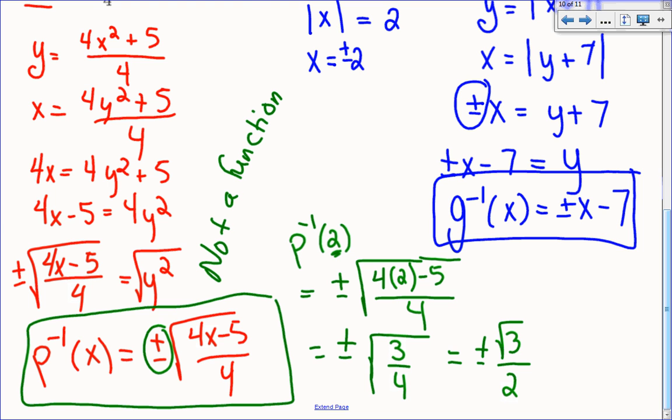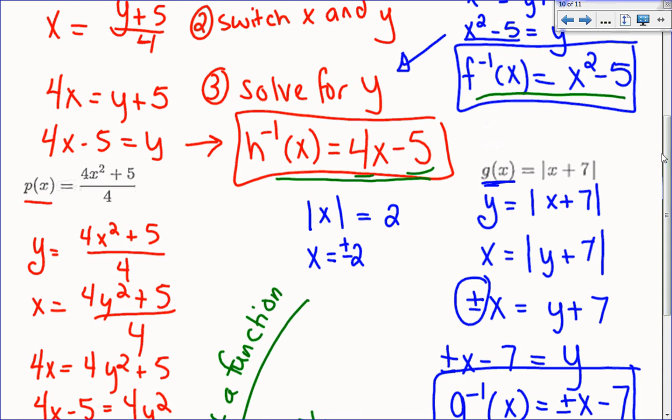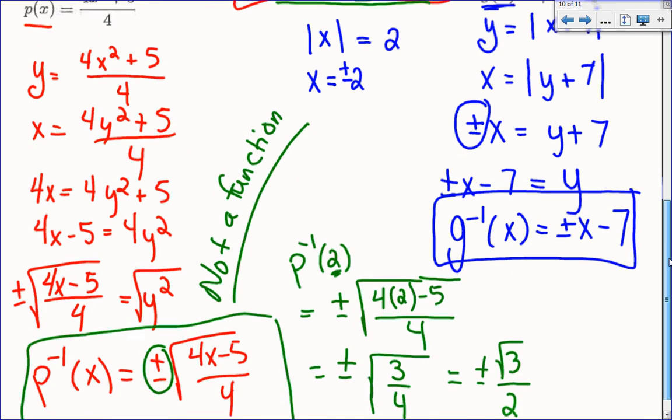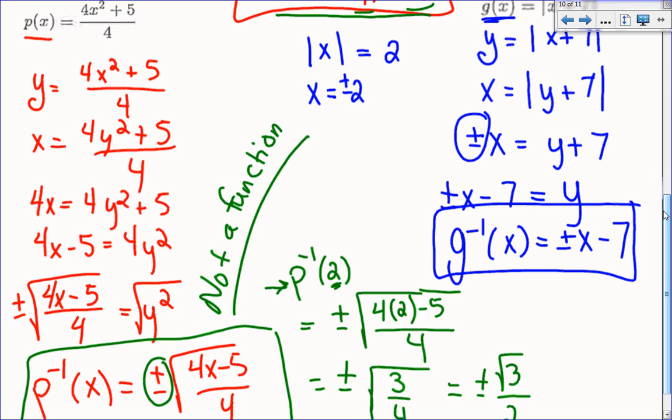So the original function is a function. If you look at p of x, no matter what you put in for x, you'll get one value for y. And you could test that, and immediately you can see that if you put in one value for x in the inverse of p, you will get more than one value for y. So not a function.